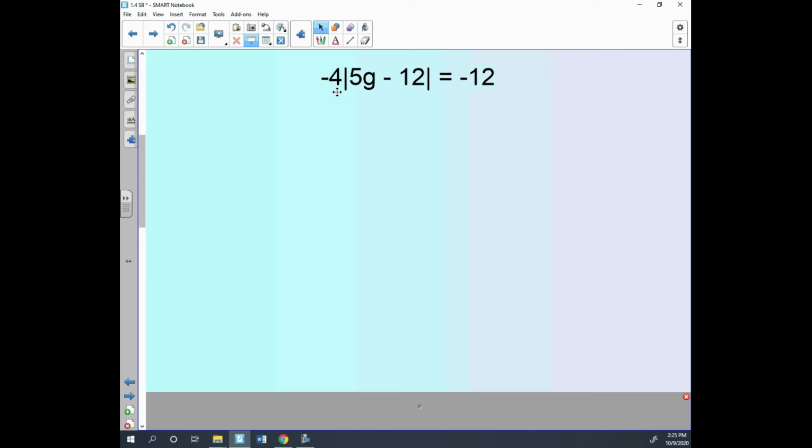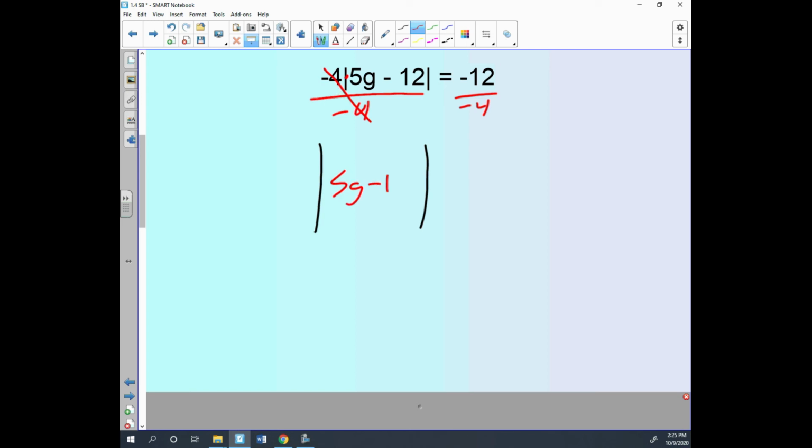If we know anything about equations, we know that we have to do the opposite, or the inverse. So the inverse of multiplying is dividing. Therefore, we're going to just divide by that -4 on both sides, and it wipes it out completely. And now I'm left with just what I wanted: the absolute value of 5g minus 12 equals, in this case, a positive 3. Now I can do my two cases. Now I solve it like I would normally. 5g minus 12 equals 3.